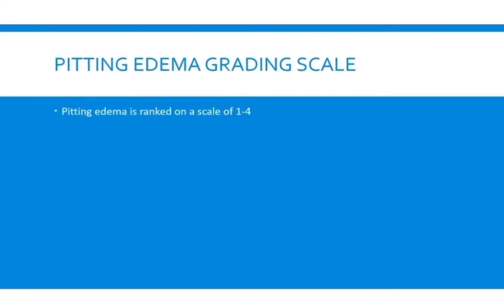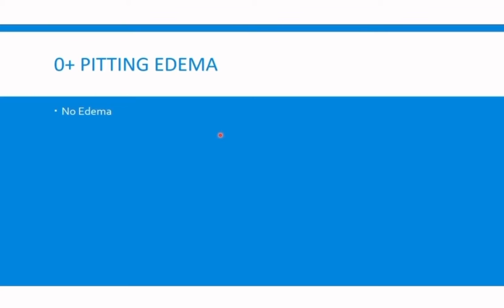Now I will demonstrate grading a pitting edema. The pitting edema has a grading scale and it's ranked on a scale of 1 to 4. We will start from 0 plus pitting edema. 0 plus means there is no edema at all.